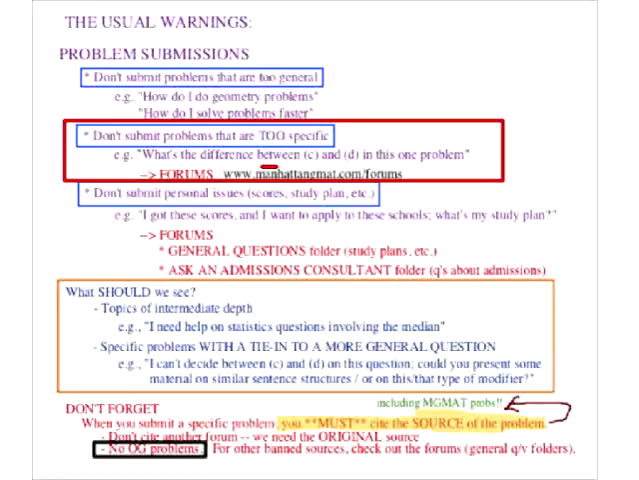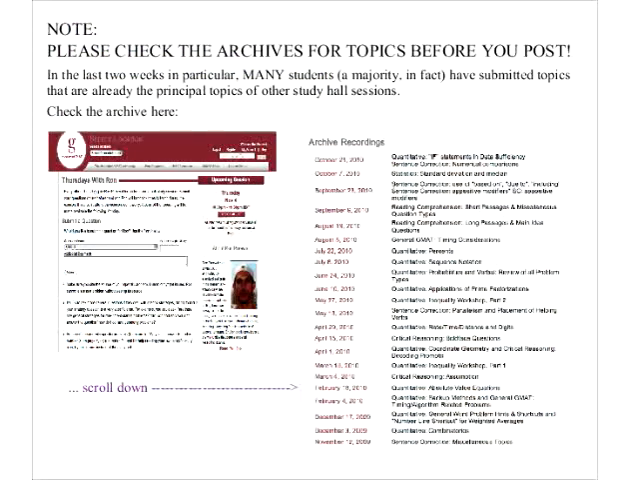Okay, good. Let's look at the next page, which is, again, please check the archives. Some people are requesting things that are already listed as topics in the archive. For example, in the last couple weeks, we had someone request a session on probability, even though we just did a session on probability a couple weeks ago.